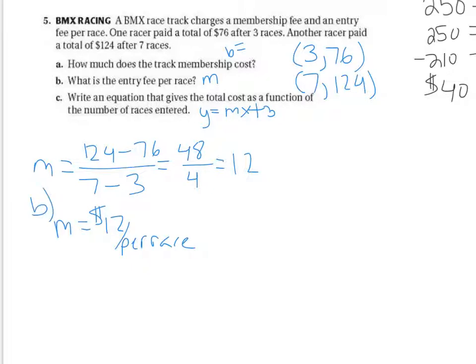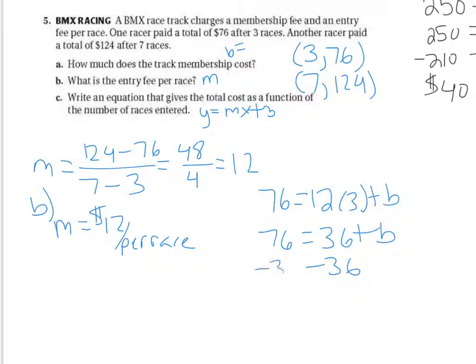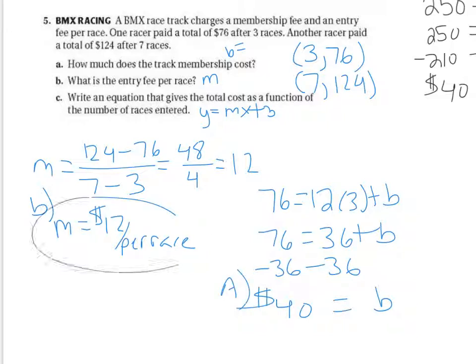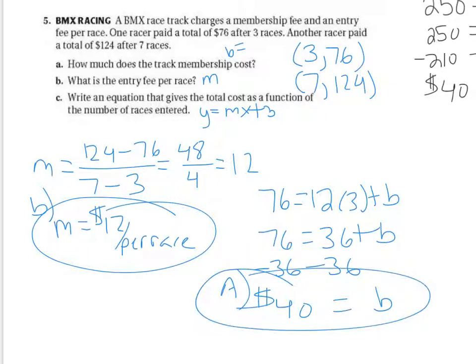How much does the track membership cost? Well, now we have to take one of these points and substitute them in. So you say 76 equals 12 times 3 plus b. So 76 equals 36 plus b. Subtract the 36. So I get b equals $40. So there's part A. And then the final answer for part C is y equals 12x plus 40.